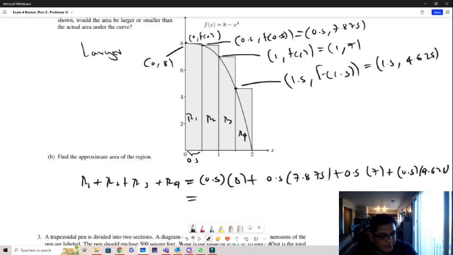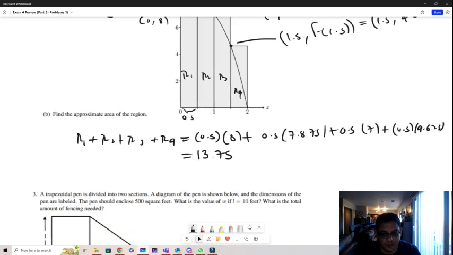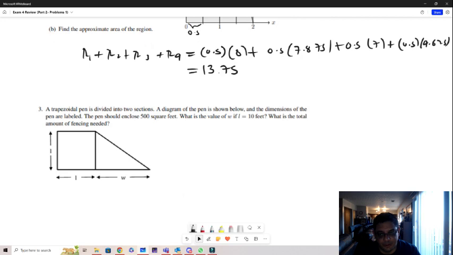When we add all those numbers on the calculator, we're going to get 13.75. Notice that here you are using the points on the left side, so we're using 0, 0.5, 1, 1.5. But we can easily do the other approximation with, let's say, 0.5, 1, 1.5, and 2. So it all depends on the type of area that you're approximating. In this scenario, we're going with those particular points.